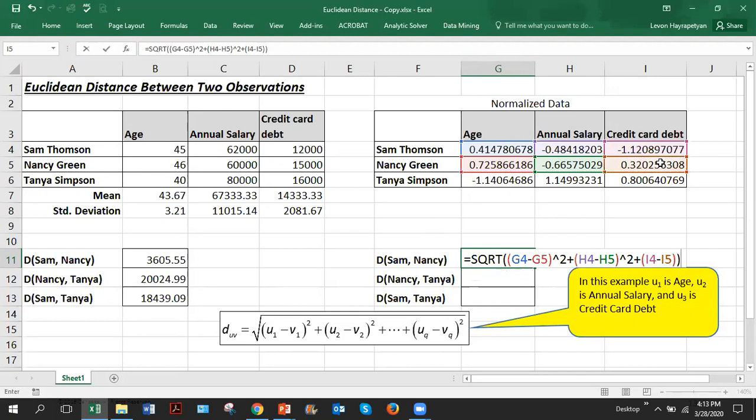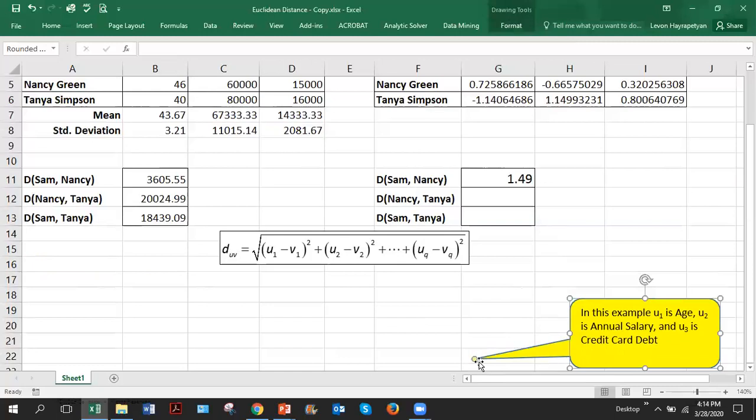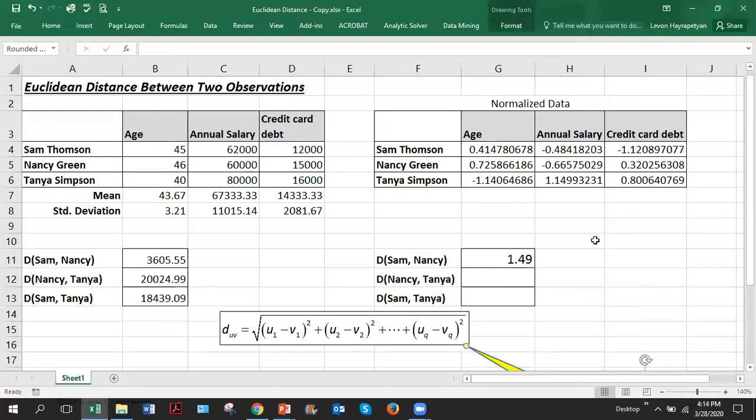and close parentheses. Oh, I made some error in here. I didn't square. And now let me move this down so it will not distract us. Now I'll do the Euclidean distance between Nancy and Tanya.